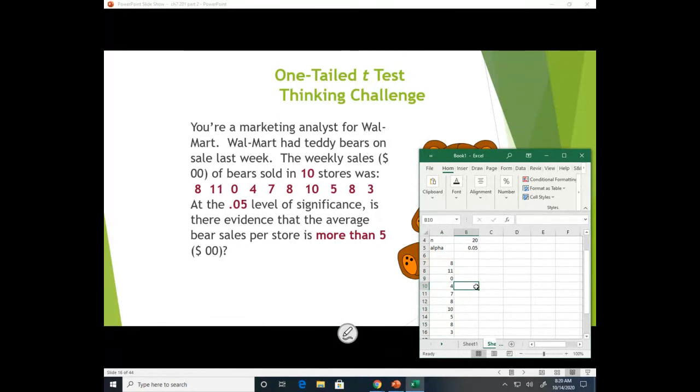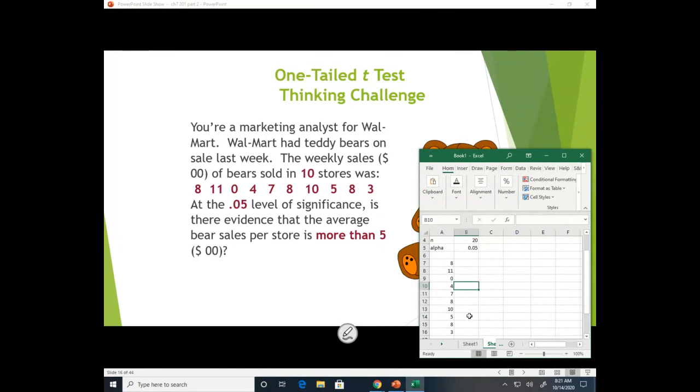You're a marketing analyst for Walmart. Walmart had teddy bears on sale last week. Weekly sales in hundreds of dollars for a bear sold in 10 stores was 8, 11, 0, 4, 7, 8, 10, 5, 8, 3. That's why we typed this up. I want you to know, at the level of 0.05, is there evidence that the average bear sales per month is more than 5?